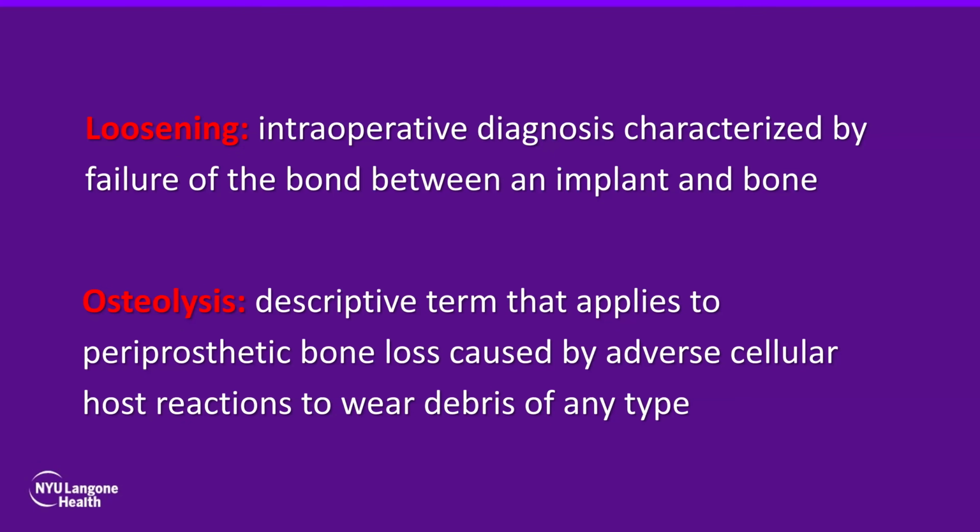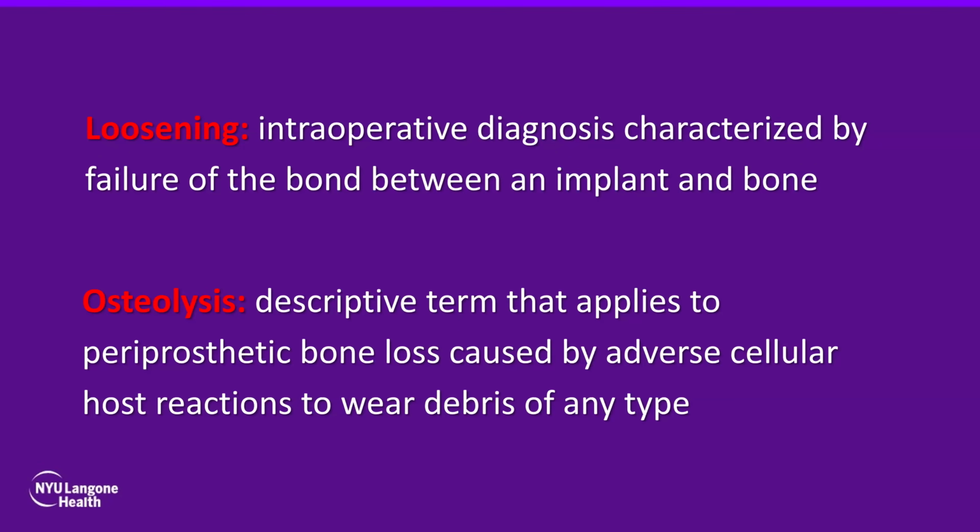Otherwise, you cannot make that diagnosis on imaging. However, there are some features on imaging that can suggest loosening or rarely can be definitive of loosening. But in general, try to avoid this terminology, loosening. Osteolysis is a descriptive term, which means basically bone loss at the bone implant interface. So whenever you have focal bone loss around the implant, you can call it osteolysis.